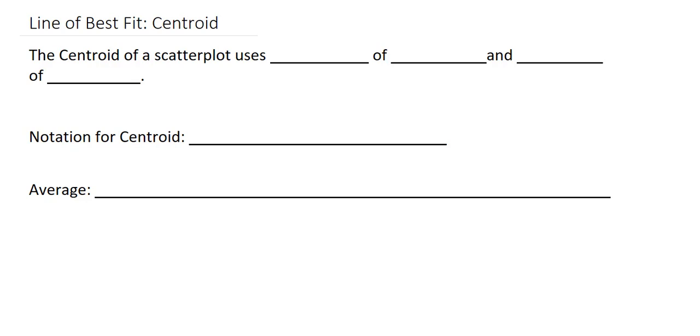Line of best fit, centroid. The centroid of a scatter plot uses the average of x and the average of y. So our notation to show for centroid is this. We have x and y with these bars on top of x and y. So that's how we indicate it.